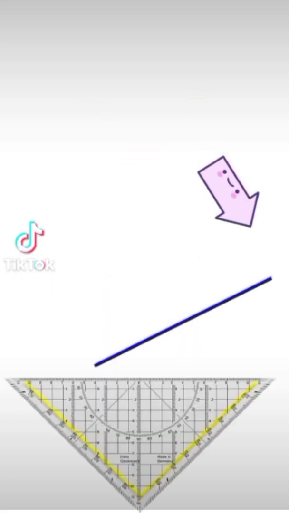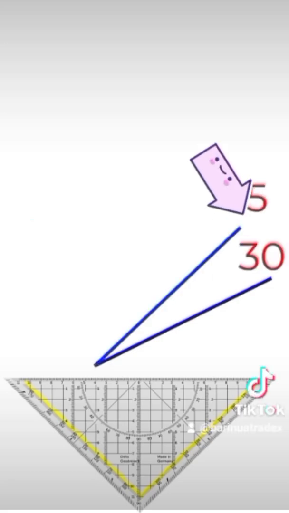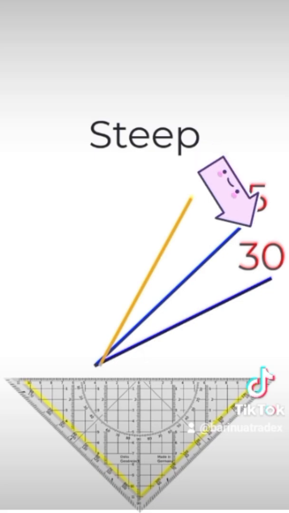Second, the best trend line angles are between 30 to 45 degrees. If your trend line is too steep or almost vertical, then it's incorrect, and you should not trade based on it.